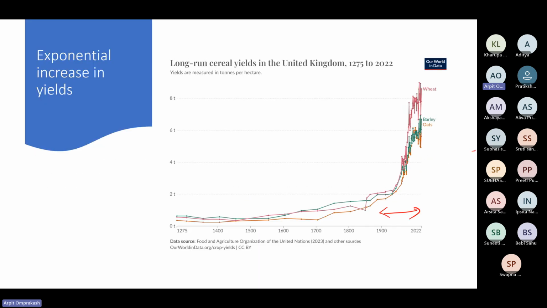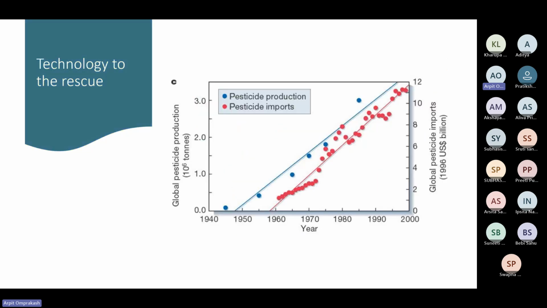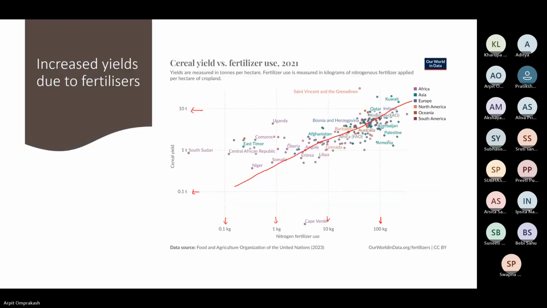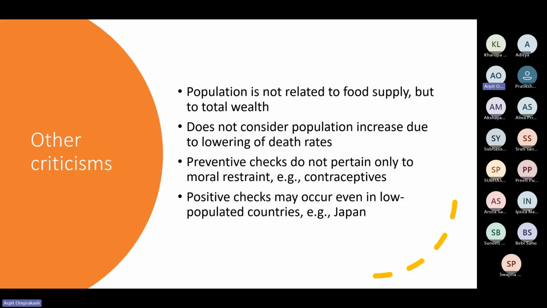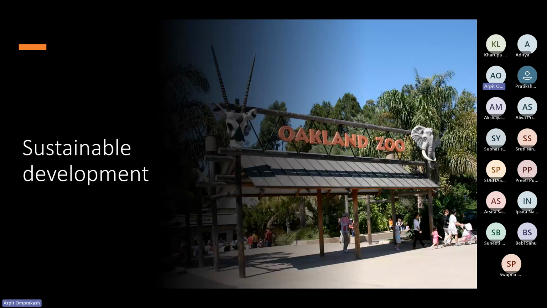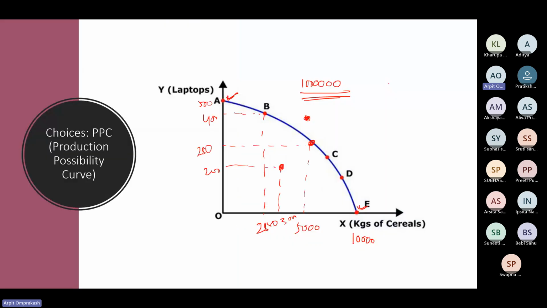Then it neglects the role of technology, because technological advancement is what leads to increased yields and an increased amount of resources. So this leads to the exponential rise of resources and reduces the land requirement for producing the same amount of resources, crops, or livestock. Then there are other criticisms we discussed. And then we talked about sustainable development.